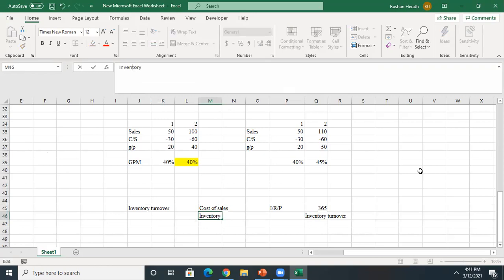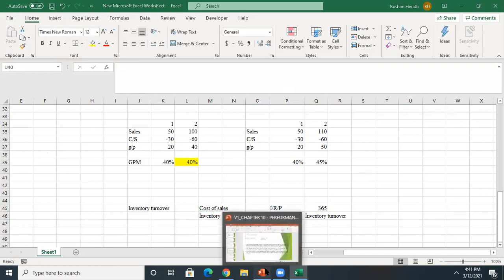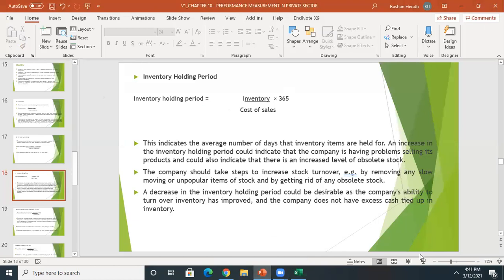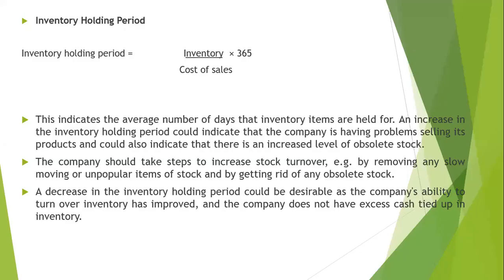Right? It's just ratio. So these are very basic aspects. I'm just rushing through that because you can easily read and understand them. The company should take steps to increase the stock's turnover by removing any slow-moving or unpopular items. A decrease in the inventory holding period could be desirable as the company's ability to turn over inventory has improved, and the company does not have excess cash tied up in the inventory.